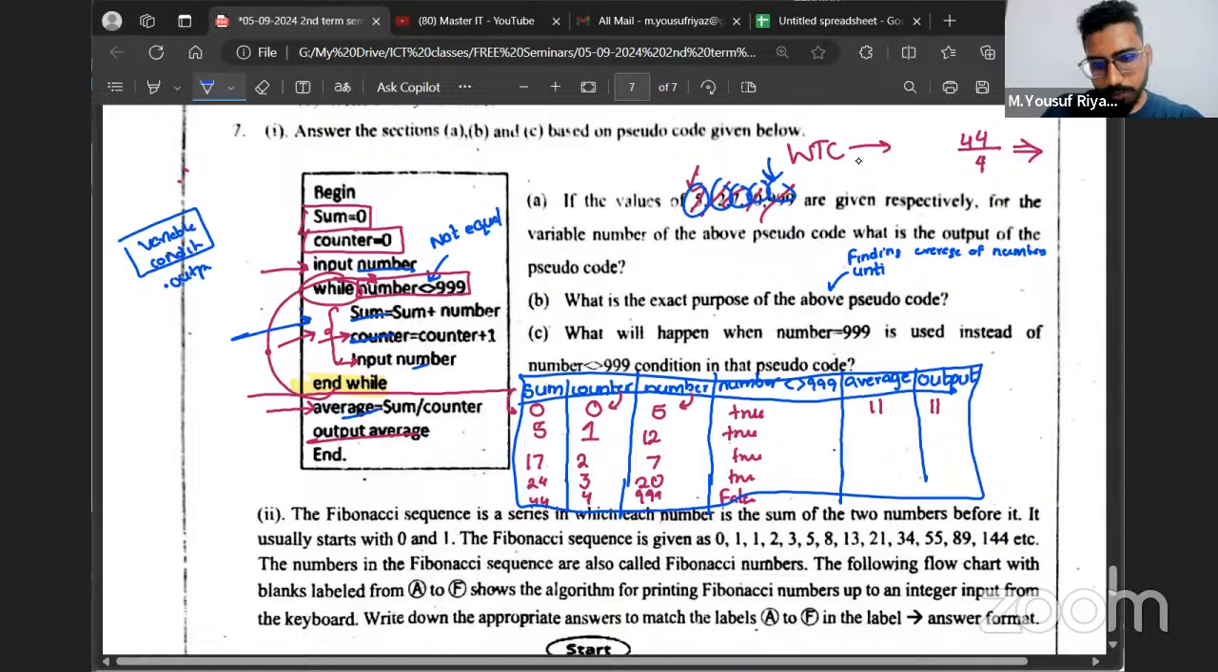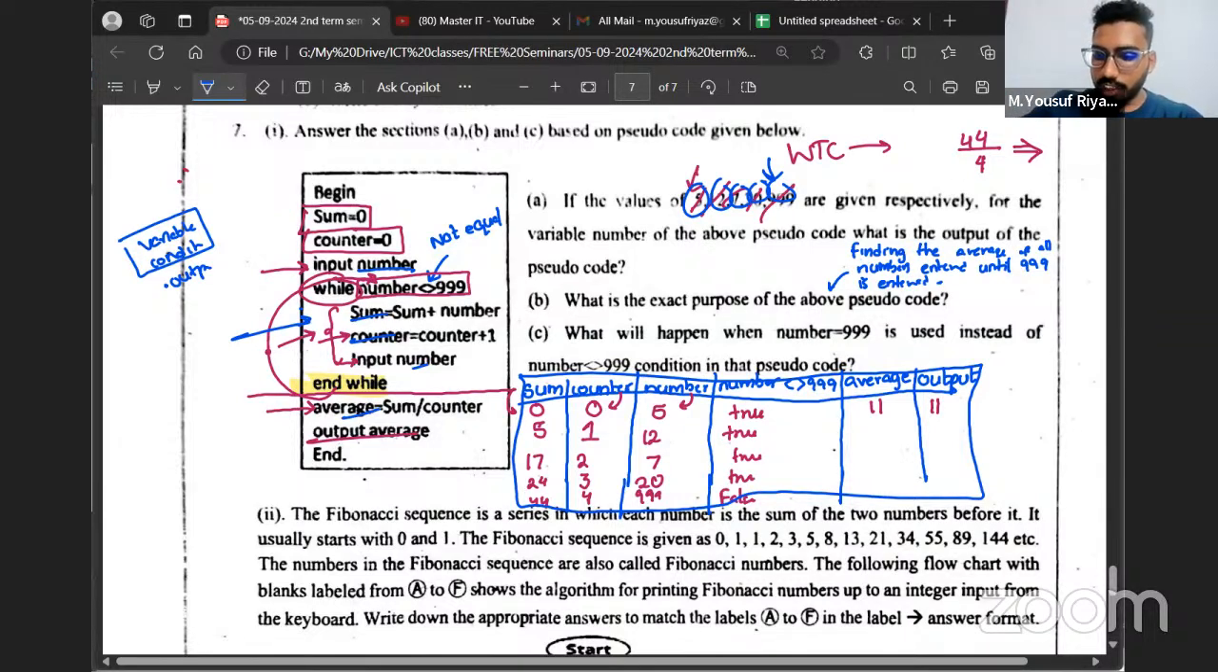until, or finding the average of the numbers entered, until 999 is entered, or find the average of all numbers entered until number 999 is entered, something like this.